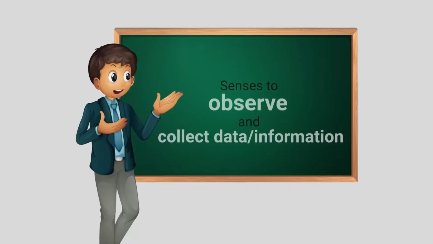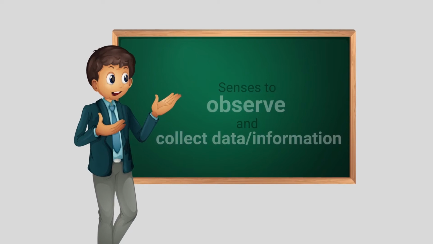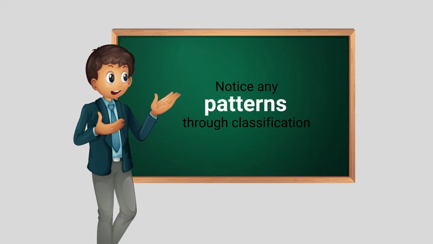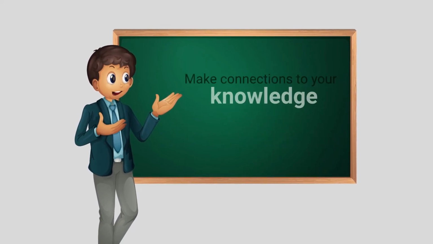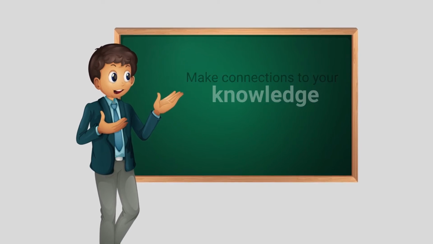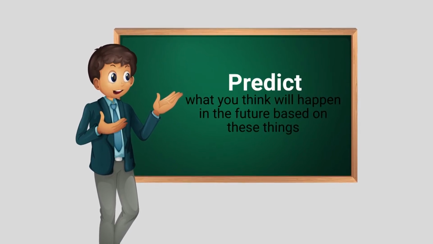When making a prediction, use your senses to observe and collect data or information. Notice any patterns through classification. Make connections to your knowledge. Predict what you think will happen in the future based on these things.